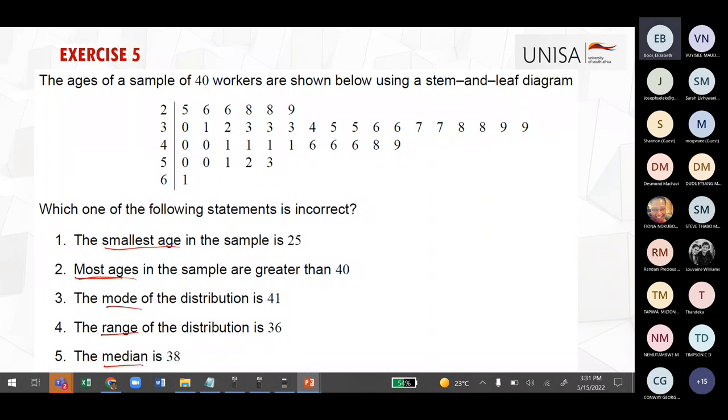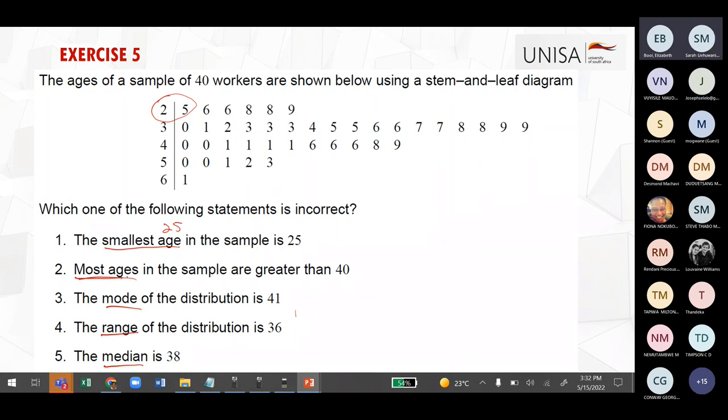The smallest age, before we even answer the question, what is the smallest age? First, you need to look at your stem and leaf plot and make sure that it is in order. It is an ordered array stem and leaf plot, right? Yes, it's in order. So now let's identify what is the smallest age? 25. Smallest age is 25.